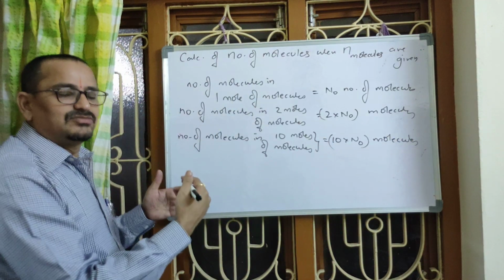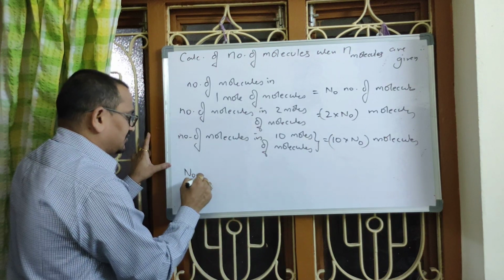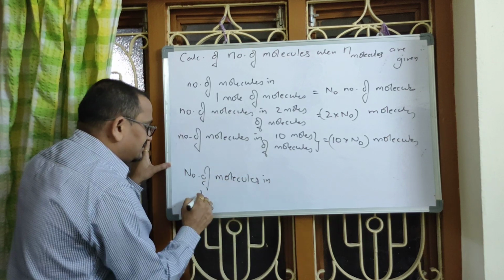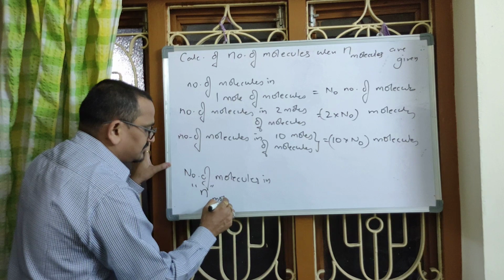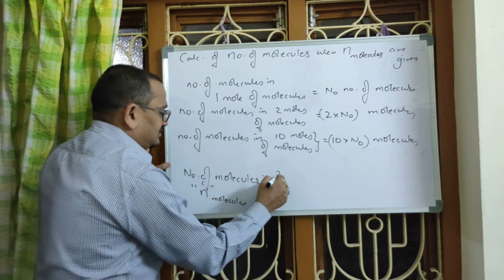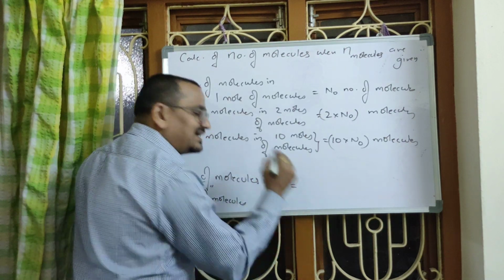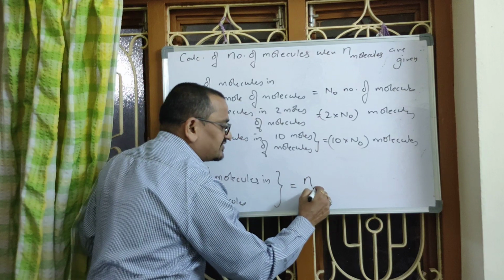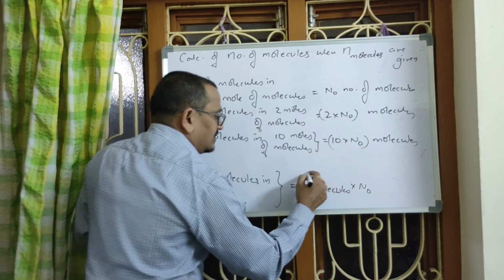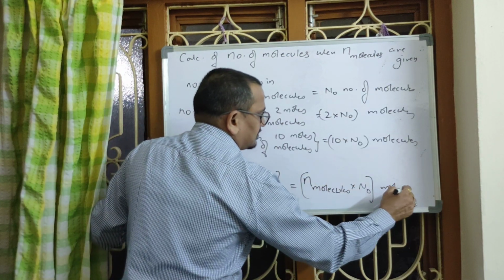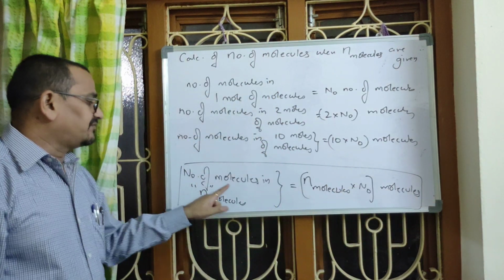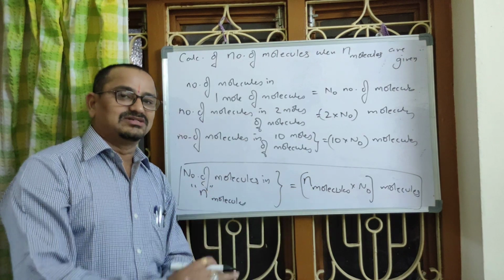Like this, now let us come to the direct formula. Number of molecules in n moles of molecules. You know this notation, right? How do you pronounce this? Number of moles of molecules. Number of molecules in n moles of molecules can be calculated as number of moles of the molecules given into Avogadro number of molecules. So this is the final formula to find the number of molecules when number of moles of molecules are supplied.